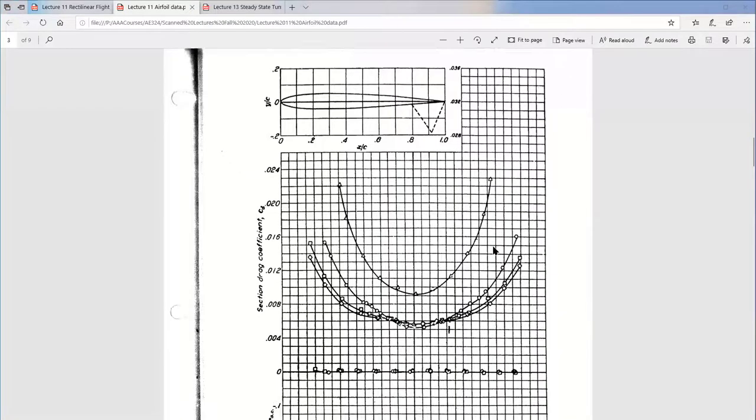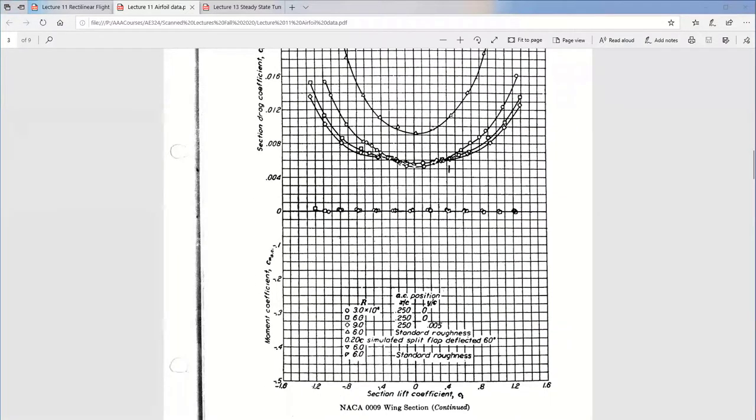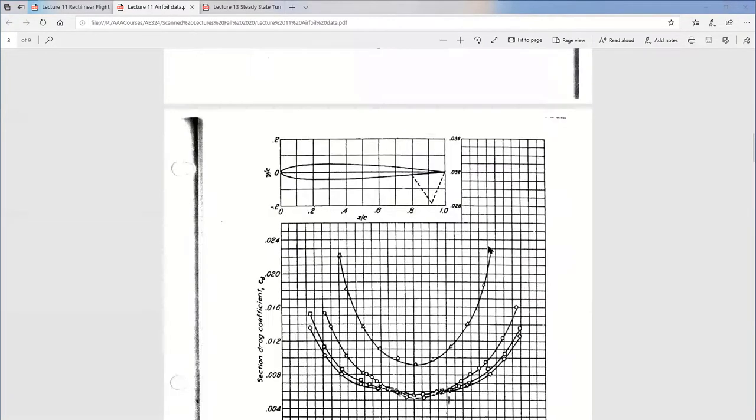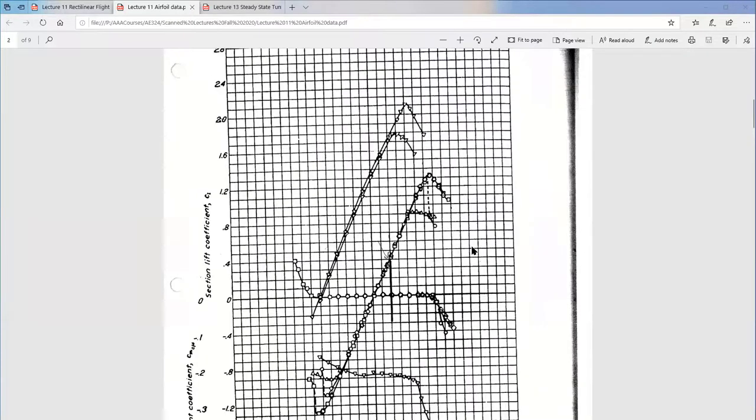So last time we were talking about airfoil data. Today I want to talk about this 0009 airfoil. It's an NACA 0009 wing section. And there are two plots for each airfoil in the back of the book in the appendix.